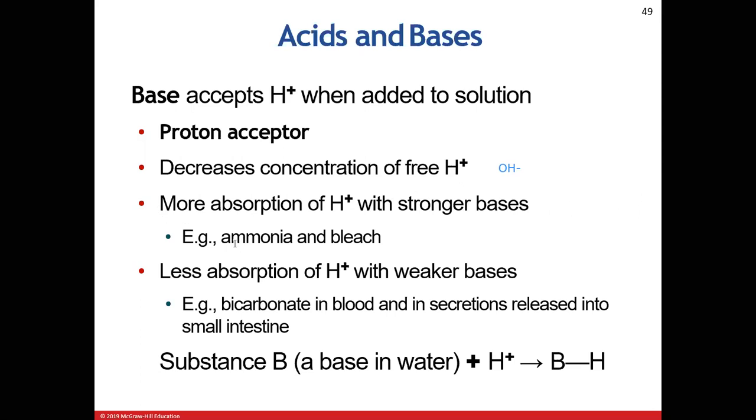Stronger bases absorb more hydronium ions. An example would be ammonia and bleach. Those are going to be very strong bases. But then we also have some weaker bases, and they absorb fewer hydronium ions. This is going to be the bicarbonate ion in the blood and in secretions released into the small intestines. It acts almost like a buffer by helping to stabilize or maintain pH within the bloodstream or within the body itself.